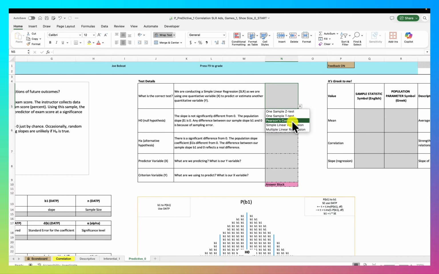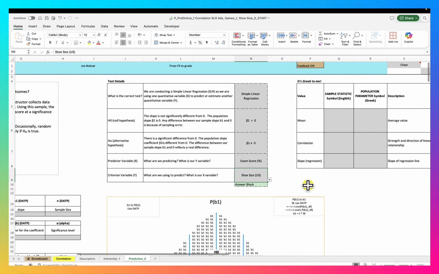So we're doing simple linear regression, and our null hypothesis is that the slope in the population is 0. In other words, it's a horizontal line. Otherwise, it's not equal to 0. And what are we predicting? We're predicting exam score, and we're trying to predict it from shoe size. Seems unlikely, but who knows?